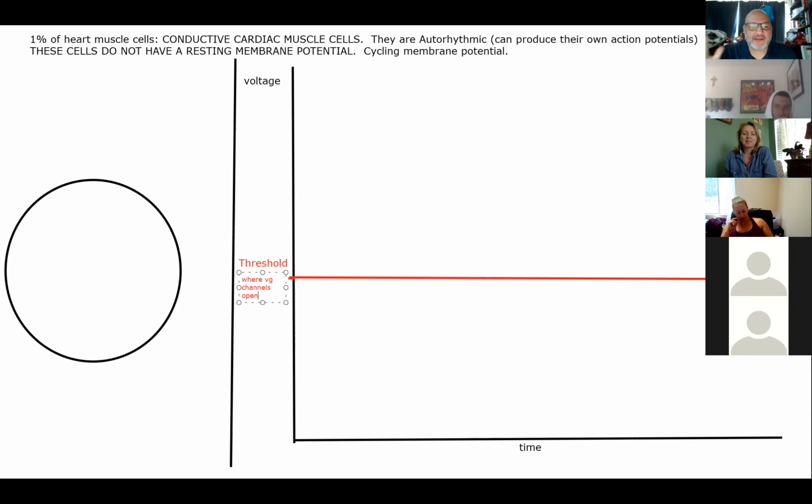We could start this process anywhere, but for argument's sake, I'm going to start down here. Let's start with a dot, and let's make that dot purple, below threshold. Here is the cell below threshold, and there's something interesting happening. This cell has 3 channels here, which happen to be potassium channels, and they are slowly closing.